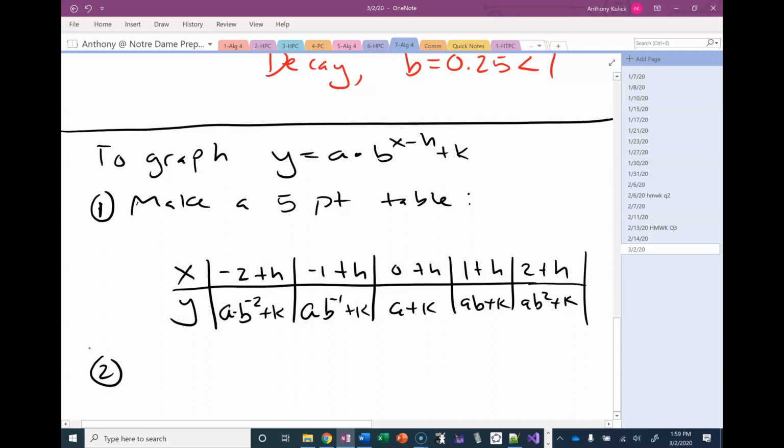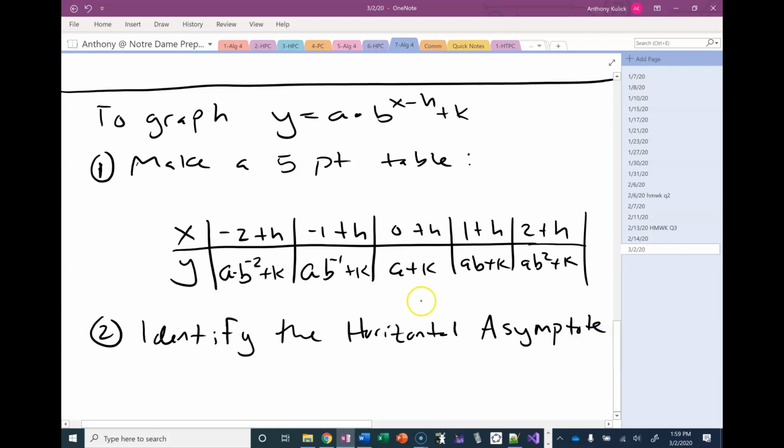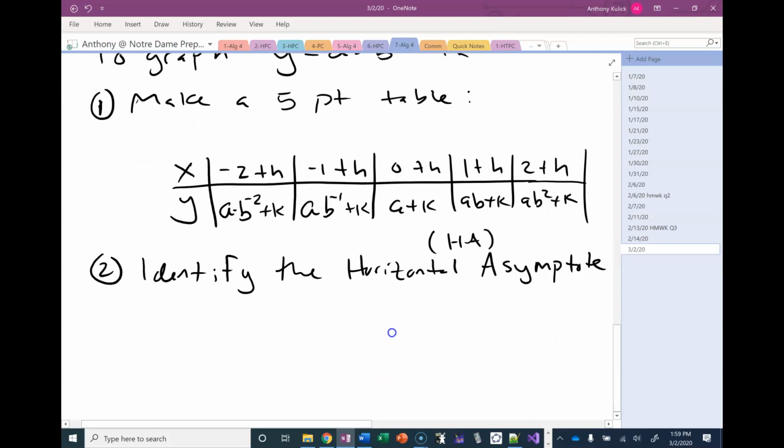So we're going to make our 5-point XY table that we've described here. The second thing we're going to do is identify what's called a horizontal asymptote. And I'm going to abbreviate that as HA for the most part, because that's a mouthful. That's times. I'll just take out the dot. It's probably clearer if I do it that way.